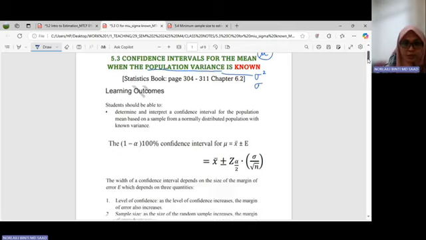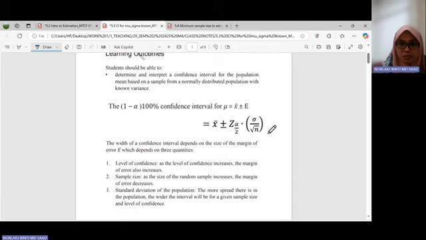So this is the formula that we already looked at previously. This is Z alpha divided by 2 times sigma, and this is from the population. And this is from the sample. N is from the sample, and x bar here is also from the sample. And E here is the margin of error. Take note of this notation.